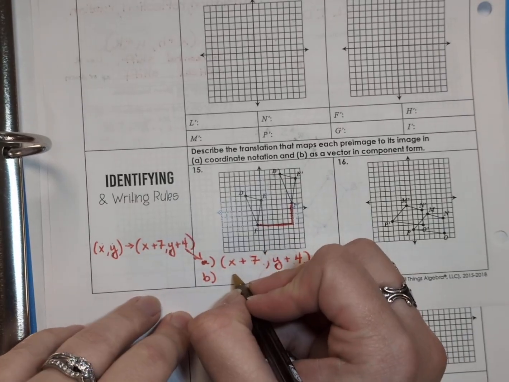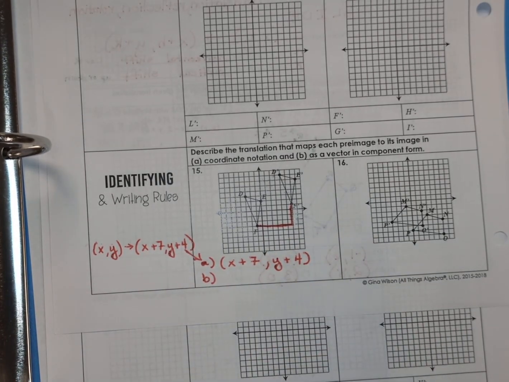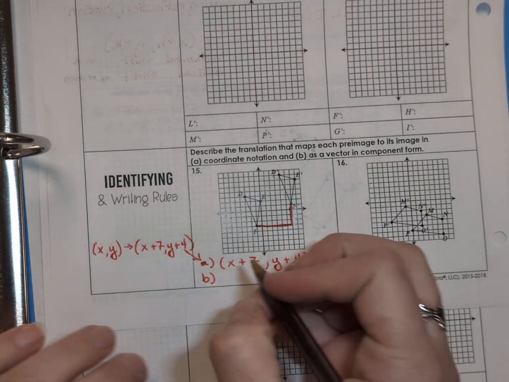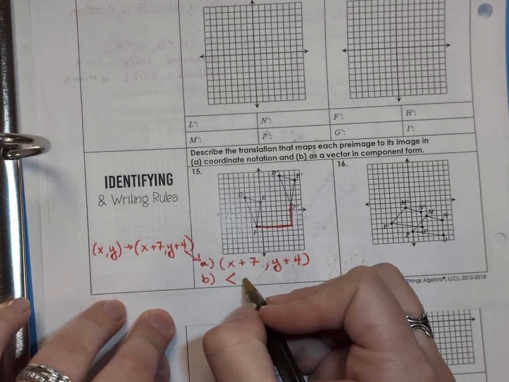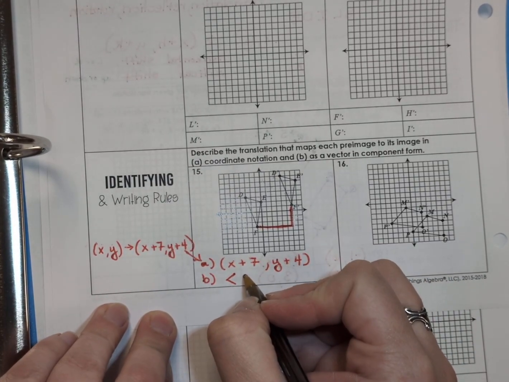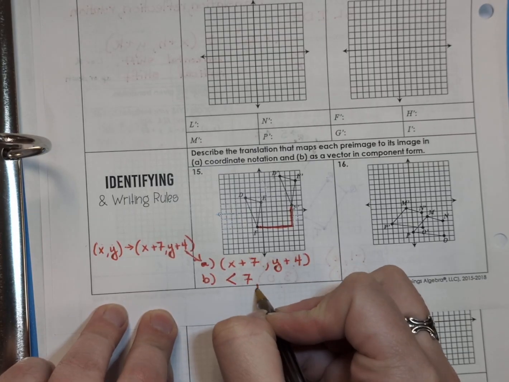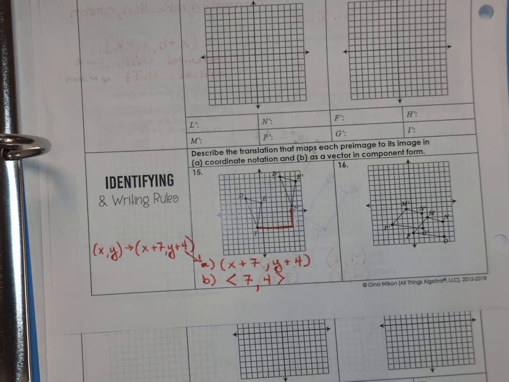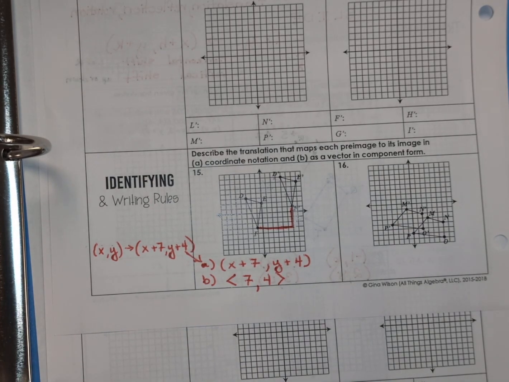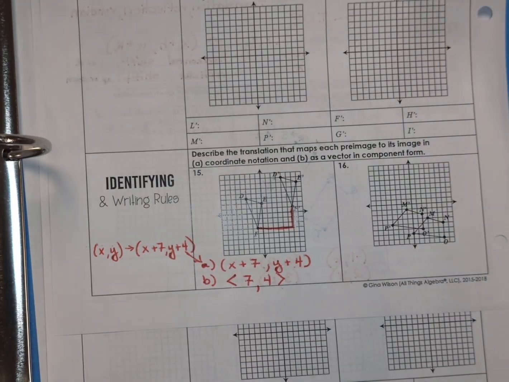All right, vector notation. What kind of parentheses do we use? Pointy ones. Okay. So I need pointy ones. And what's going to be my x number? Your x number is gonna be 7. And then the y number? 4. There you go. That's all you're doing. Simple. In theory. Okay. What do you mean in theory? Is there something confusing about it? No? Okay.